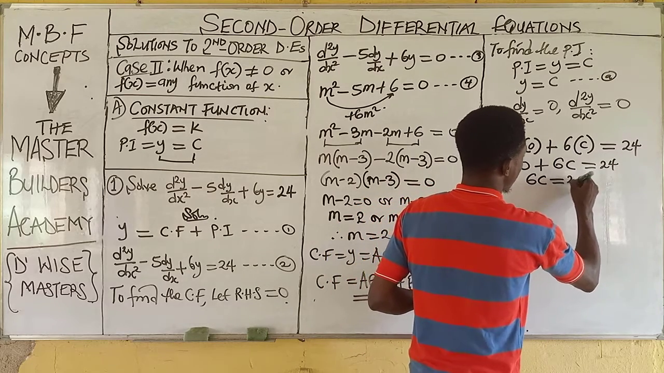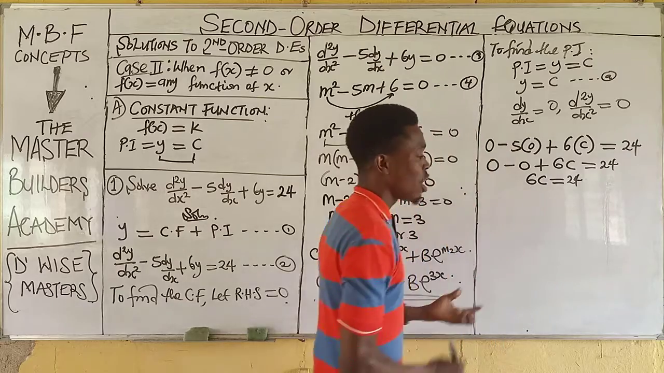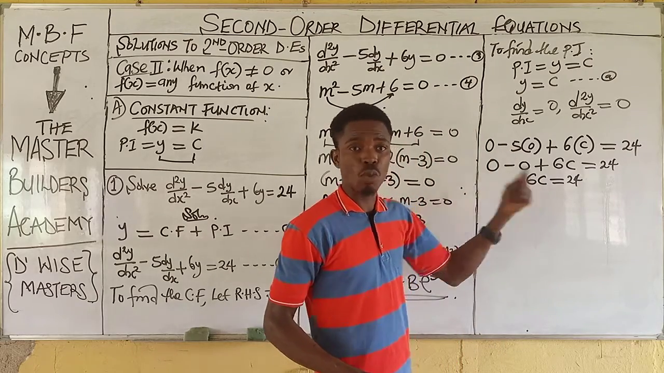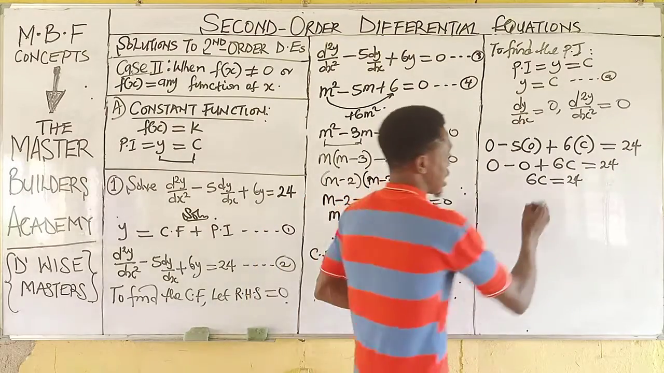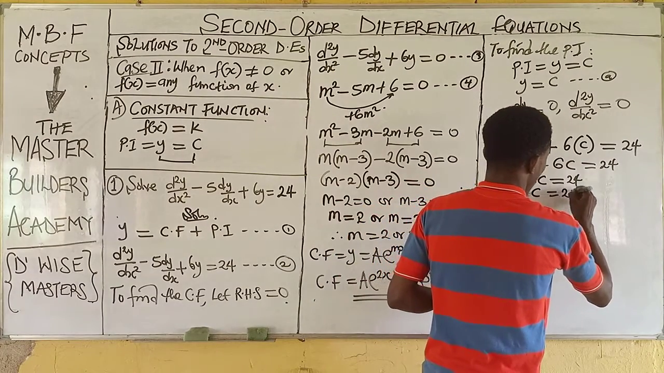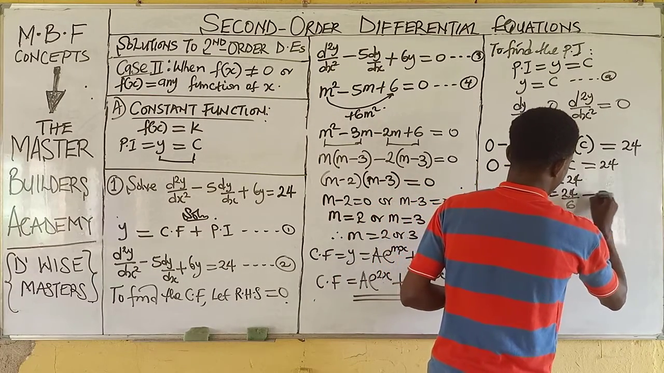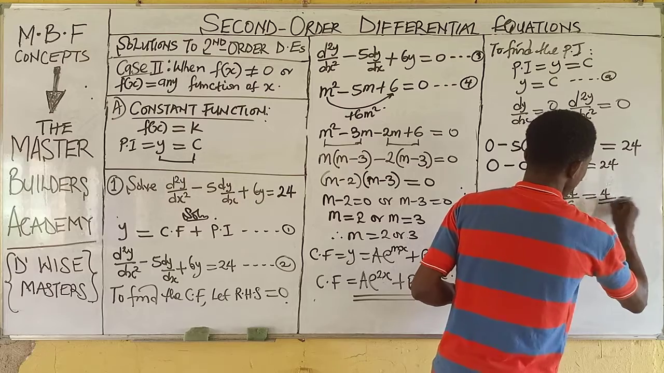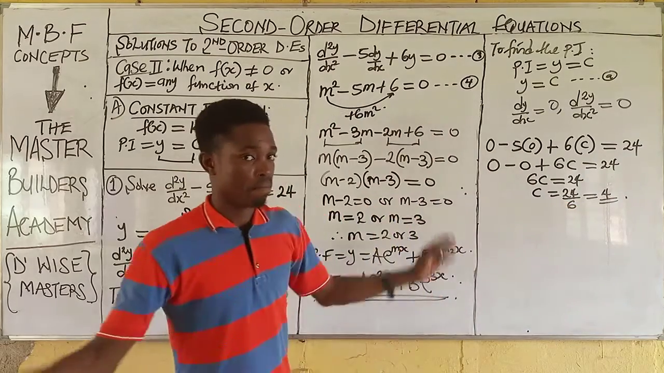We have 24. And when we find c, understand that we are looking for the value of c. So we are going to divide both sides by 6. And then we have c equal to 24 divided by 6. And this will have given us what? 4. This is the value of c.